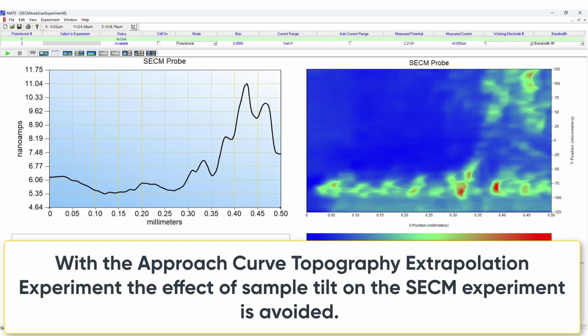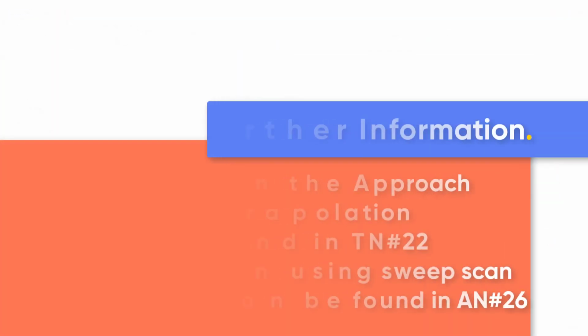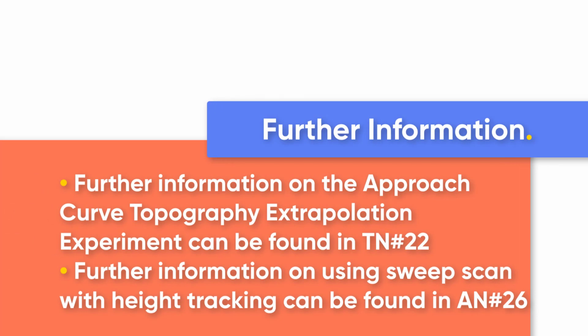Using the approach curve topography extrapolation experiment, the effect of sample tilt on the signal measured during the SECM experiment is avoided. For further information on the approach curve topography extrapolation experiment, please see ScanLab Tech Note number 22. If you require further information on using the sweep scan with height tracking option, please see ScanLab application number 26.